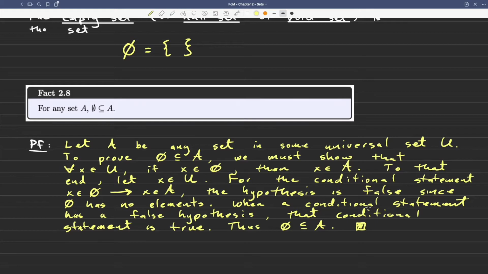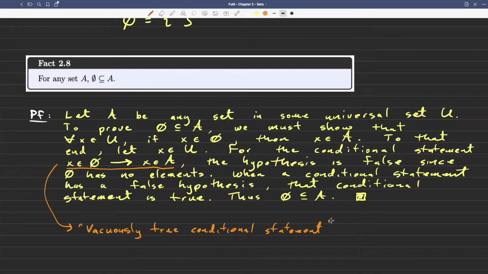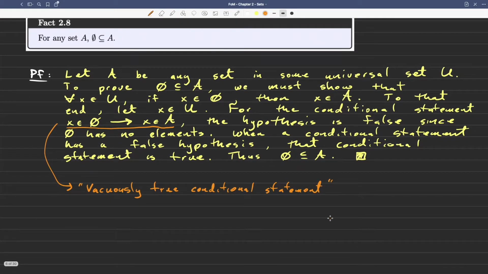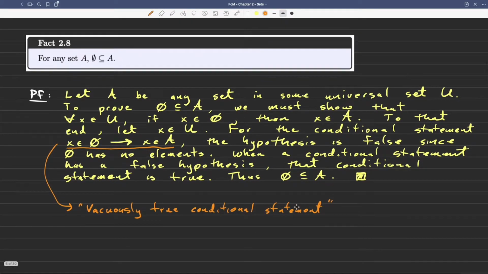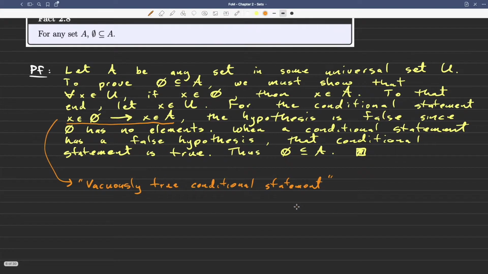I think we mentioned this terminology back in the logic section, but anytime you have a conditional statement like this with a false hypothesis, we call it a vacuously true conditional statement. It's impossible for the hypothesis to be satisfied in that conditional statement, so we say it's vacuously true. So saying that the empty set is a subset of any set is a vacuously true statement, but true nonetheless.